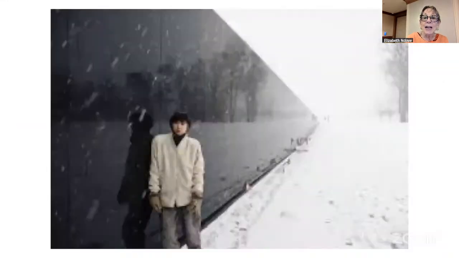And there is Maya Lin herself, quite young. This picture was taken, I believe, the year the memorial was built.